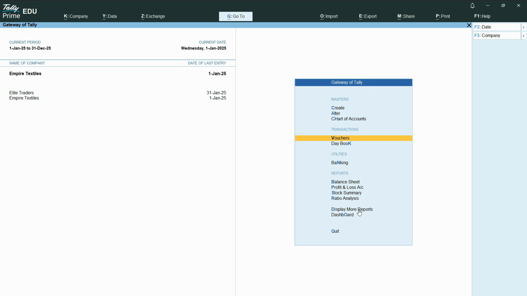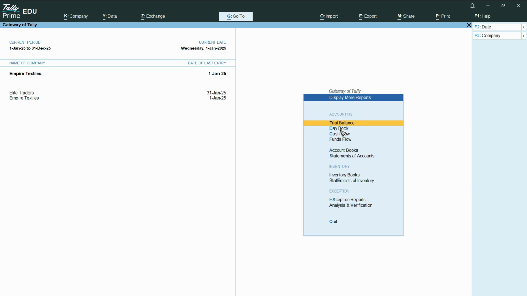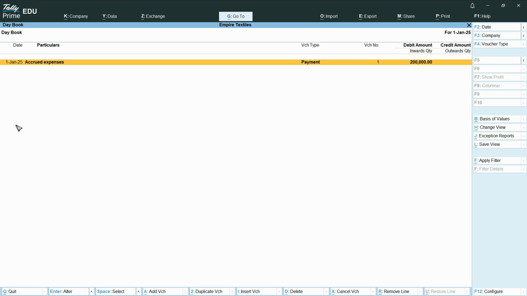And if you want to see any of the details of what is being entered, where does it go, from the Gateway of Tally, we just go to display more reports and check the day book, and all the activities can be seen here. As we can see, the first transaction is mentioned here. So just try this by yourself, and I'll see you in the next one.